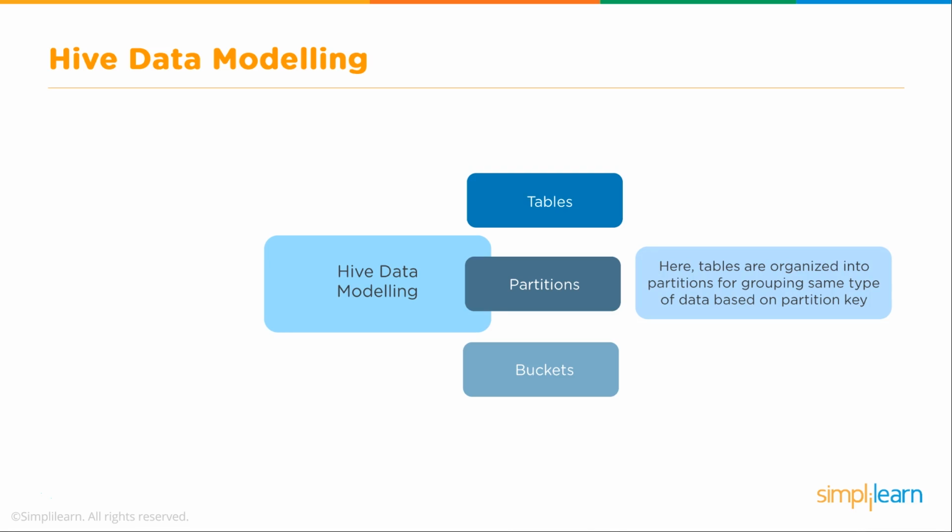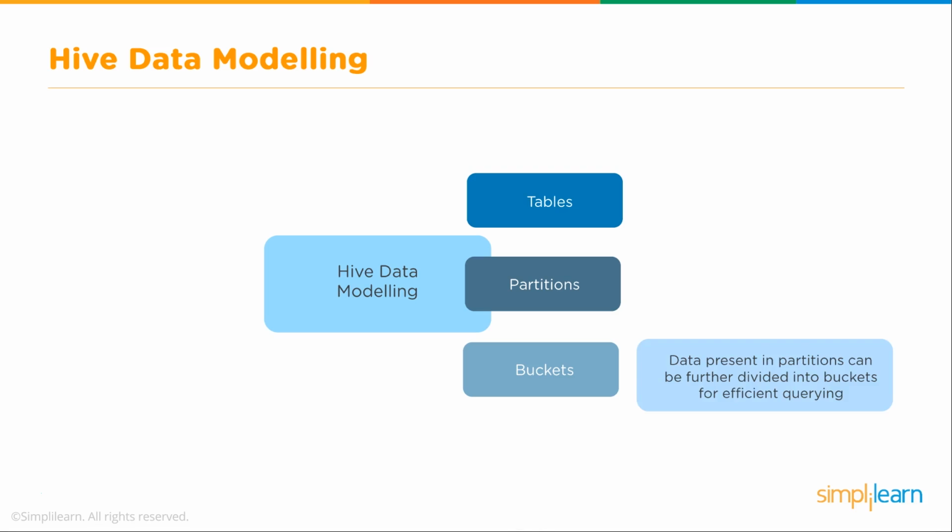Partitions. Here, tables are organized into partitions for grouping the same type of data based on a partition key. This can become very important for speeding up the process of doing queries. So if you're looking at dates, like the employment dates of employees, if that's what you're tracking, you might add a partition there because that might be one of the key things that you're always looking up as far as employees are concerned.